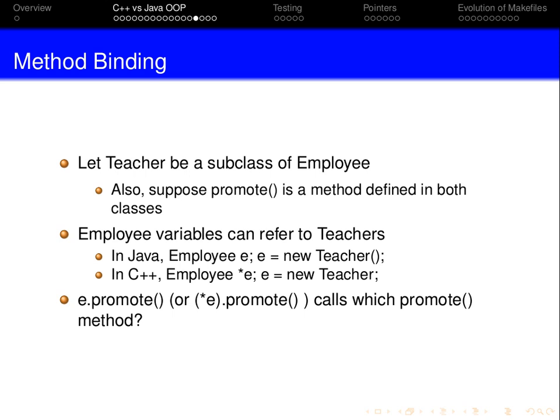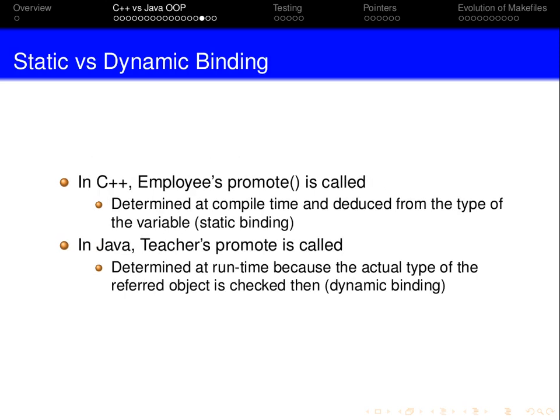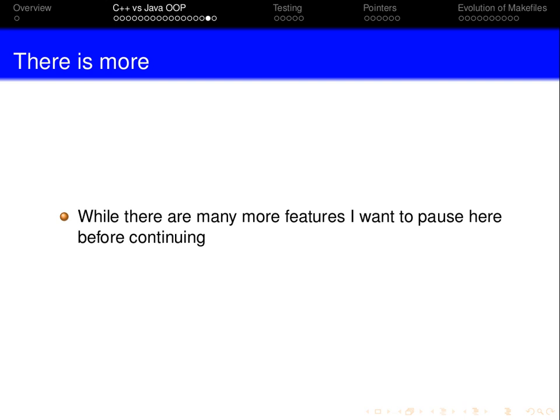Right, in Java it would call the teacher's promote function. In C++ it's going to call the employee's promote function, because the variable is a pointer to an employee. Hopefully we'll never have to deal with this, because it's frustrating, but we're going to move on. Yeah, so employee's promote is called because it's determined at compile time and deduced from the type of the variable, called static binding, while Java uses something called dynamic binding, which doesn't actually figure out which function is being called until the program actually runs. All right, very confusing. Hopefully it will never come up for you, but just keep in mind that C++ is going to have some weird binding.